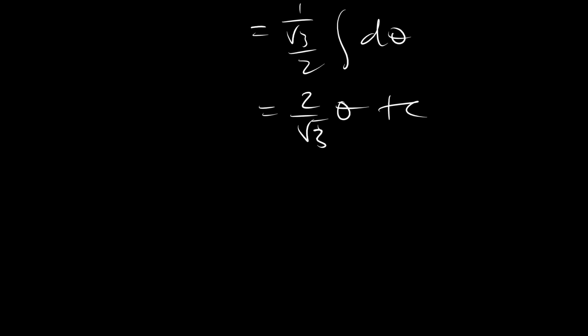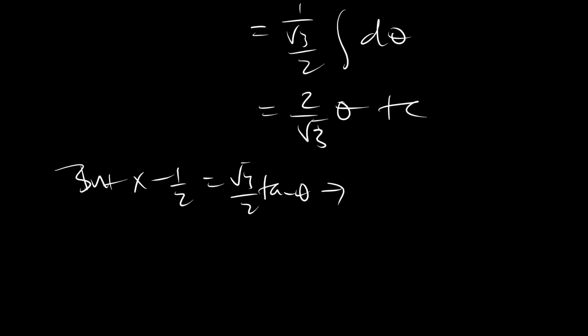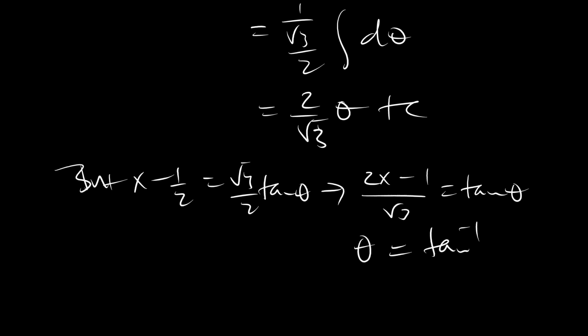So since we are left with this, this means that this is... but since we had said x minus a half is root 3 over 2 tan theta, this means that 2x minus 1 over root 3 is this tan theta, and so theta is arctan of 2x minus 1 over root 3.